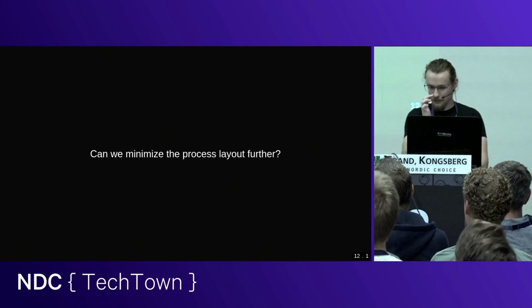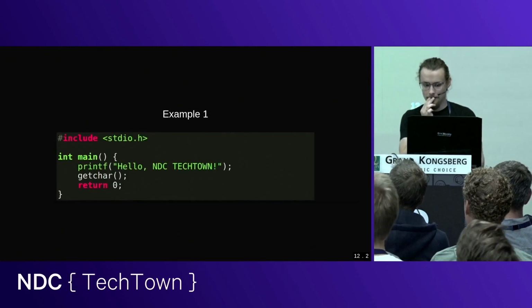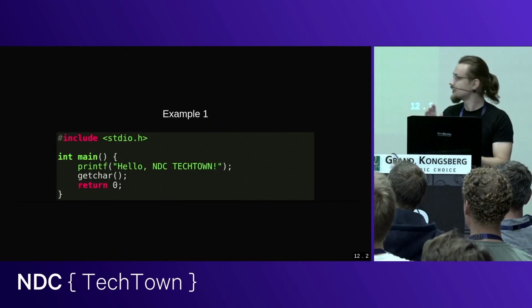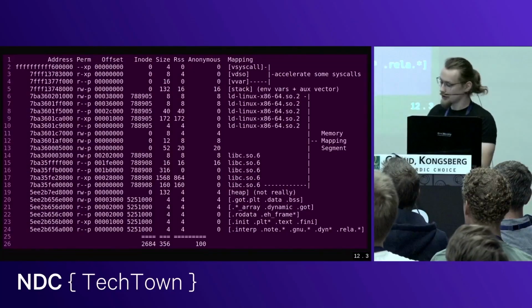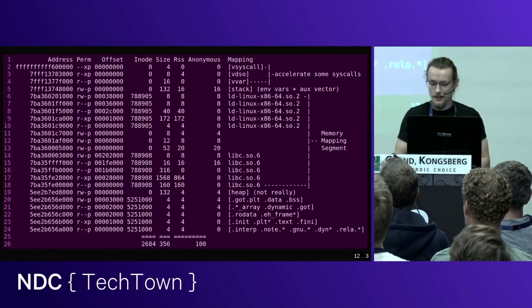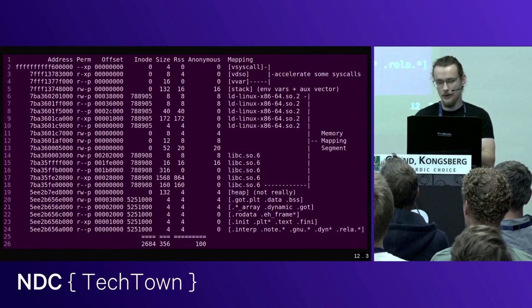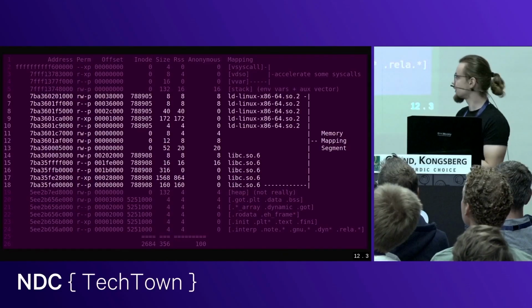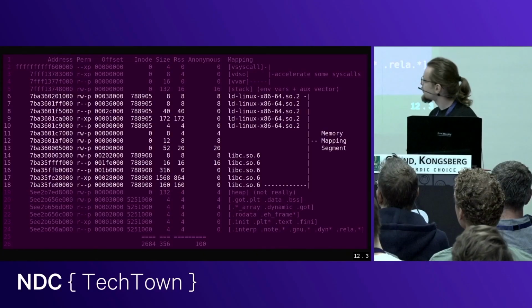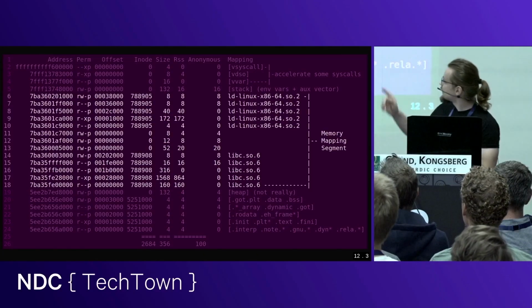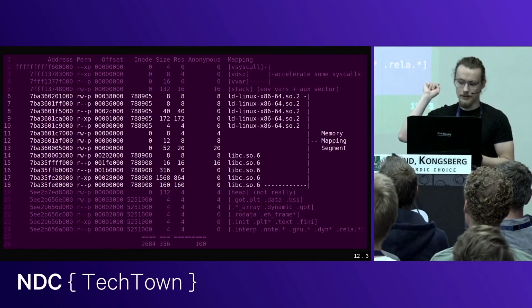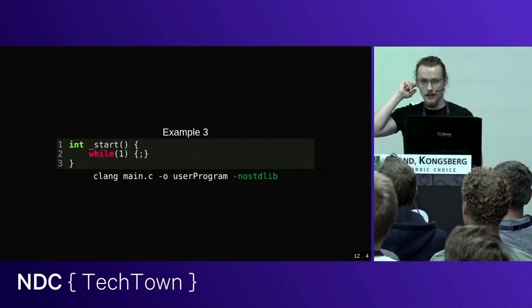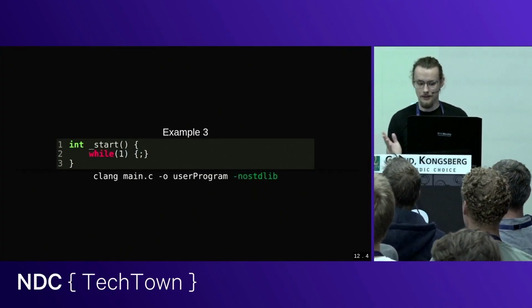Can we minimize this layout further? So if we have a simple application, this was just a hello world, and it produced quite a substantial layout in the memory. How can we minimize it? How can I simplify it? So one of the biggest parts that was taking the space was the memory mapping segment. How can I minimize the memory mapping segment? I can see I have the linker and I have the standard library. So let's start by getting rid of the standard library.